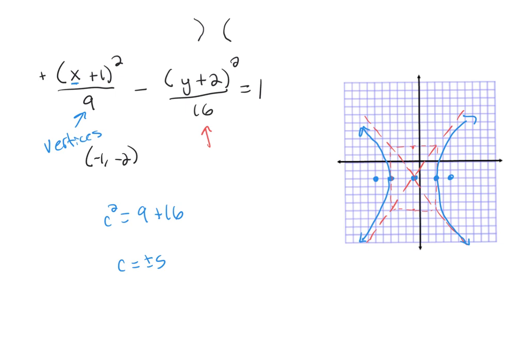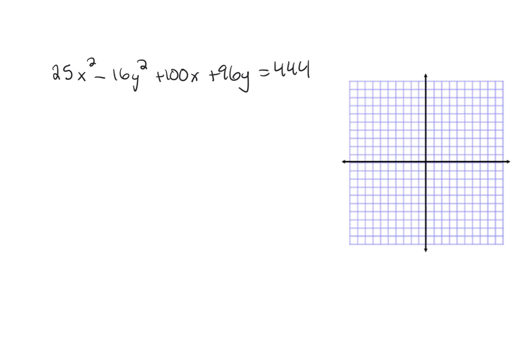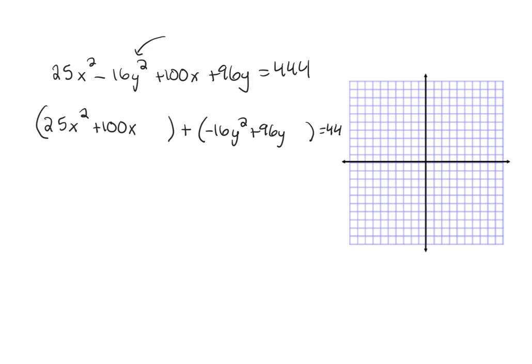So now the last step is getting them into this form. All right, so here we have an equation that we want to get into that standard form of a hyperbola. So we know it's going to be a hyperbola because one of our squared terms is negative. So let's group our x's and y's together. So 25x squared plus 100x, parentheses, I'm going to leave a space. And then I'm going to write this as plus, but then in parentheses do my negative 16y squared plus 96y, leave a space, equals 444.